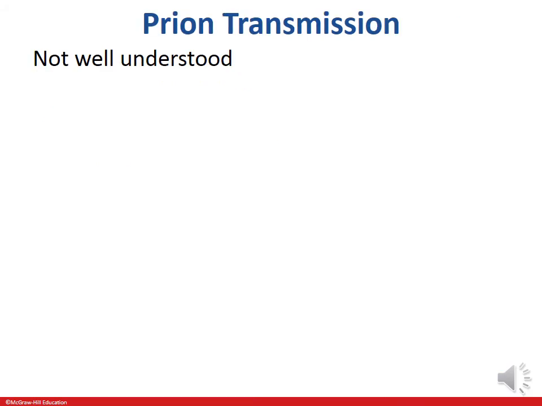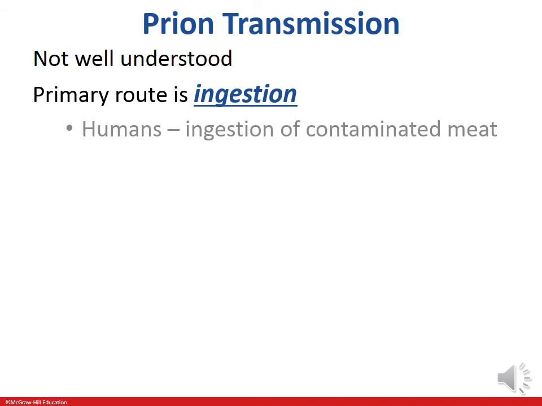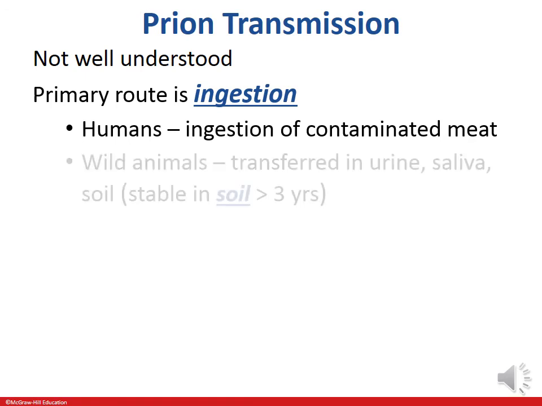It's not really well understood how they're transmitted, but what we do know is that they are ingested. So that is the primary route of transmission. There have been a few rare cases where organ transplants have transmitted this organism, but we know in humans primarily it's ingestion of contaminated meat, right? And so think mad cow disease, right? We were worried about it getting into the human population if people were eating contaminated meat.